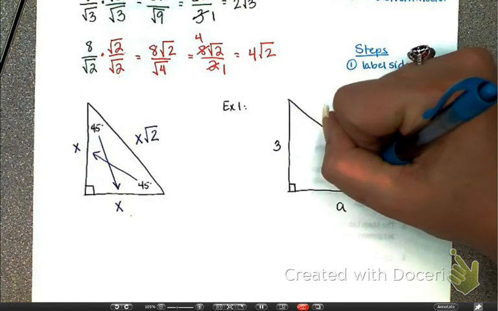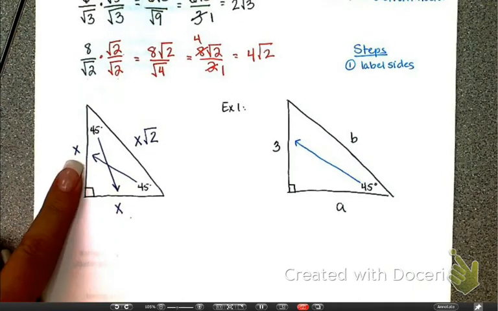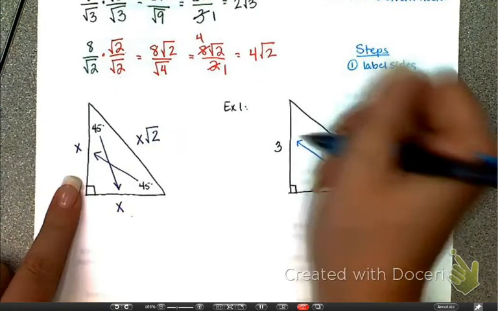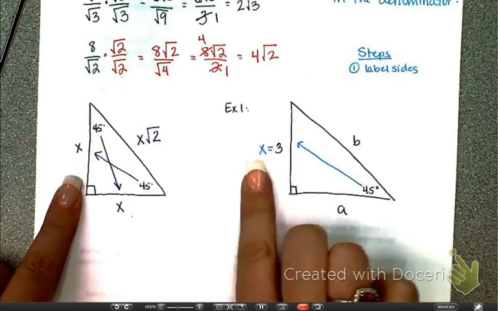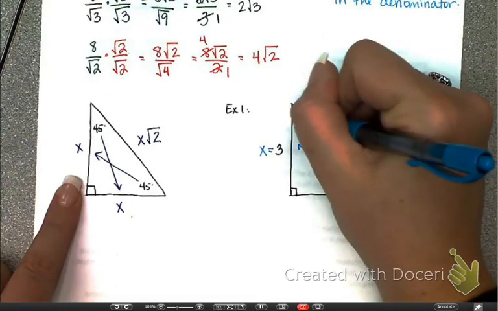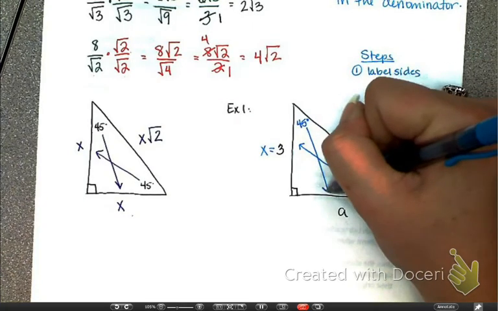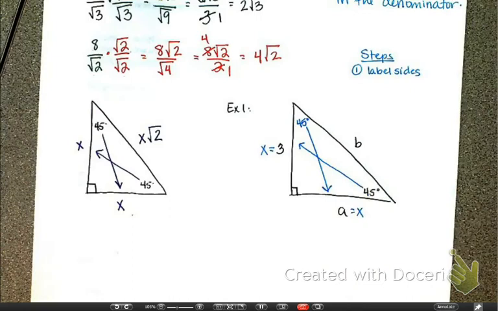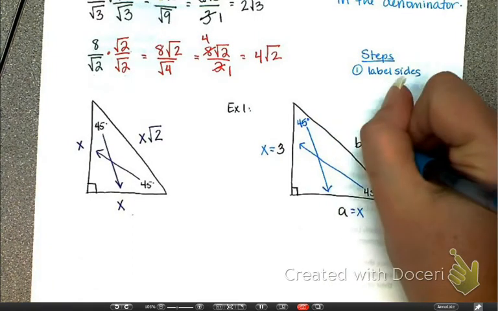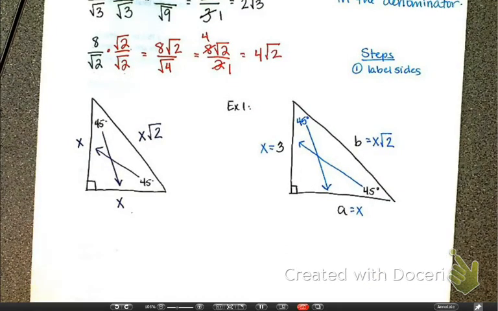So across from the 45, what would I label it? According to this, we're going to label it X. So I'm going to say this side equals X because that's my label. This is also 45 up here, right? So across from that side, what would I label it? X. And what do I label across from the 90? X square root of 2. Okay, so I've done zero math right now. All I've done is a label. Everyone with me?